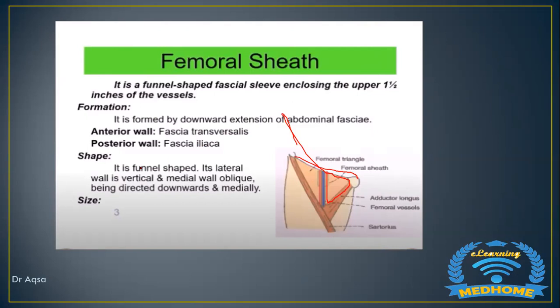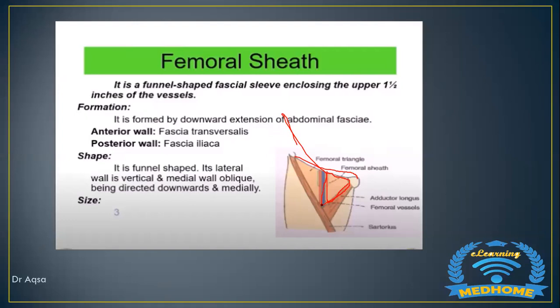Now, what is the shape of this sheath? It is funnel in shape. You can see that it's funnel in shape, and its lateral wall is vertical, while the medial wall is oblique in direction, and both of them meet downwards medially at a point.